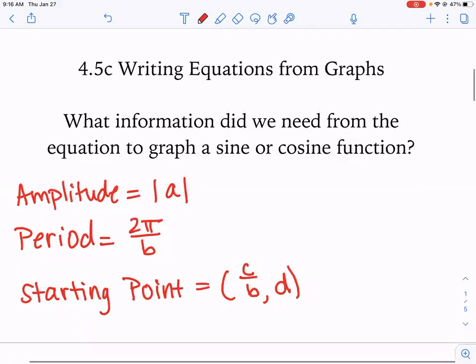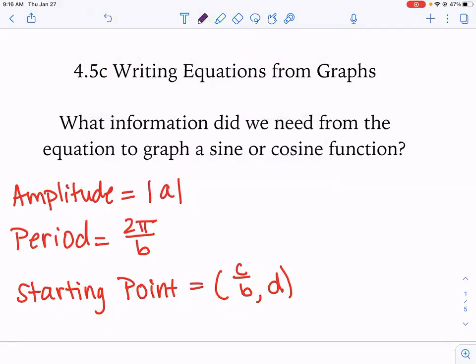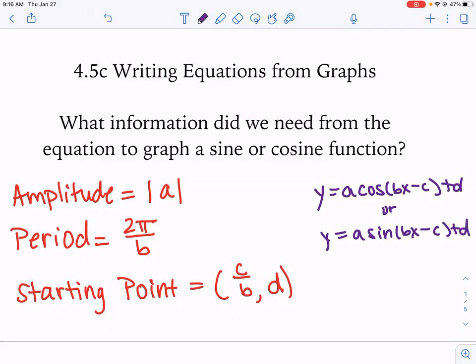Okay. So by the end of these problems, you are either going to write y equals A cosine of Bx minus C plus D, or you're going to write y equals A sine of Bx minus C plus D. So we'll have to pay attention to also, is it a sine or cosine graph, and is it reflected? Okay. But once we identify basically those 5 things, sine or cosine, A, B, C, D, then we can write our equation.